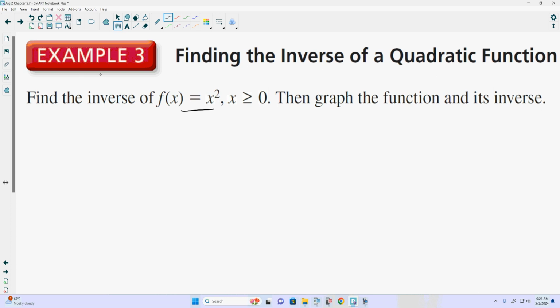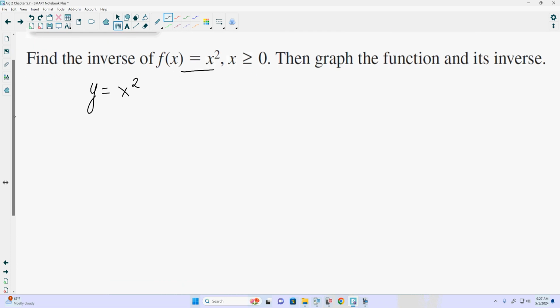We ready for the steps for finding the inverse? So, now the steps for finding the inverse for this here with an x squared. Yes? We ready? First step, rewrite f of x as y. Anybody have a guess at what step 2 is? Switch x and y.